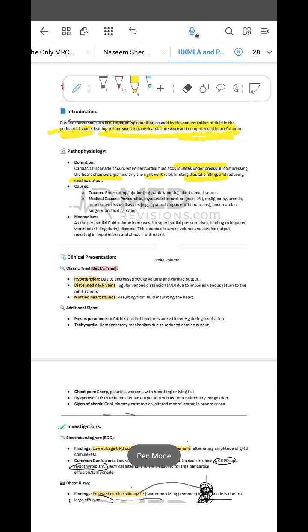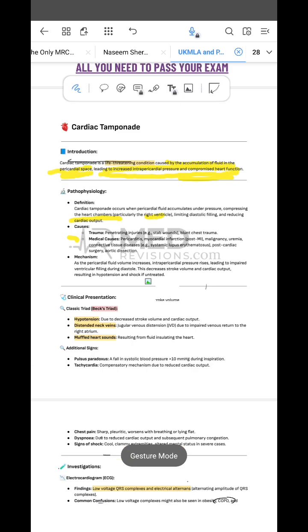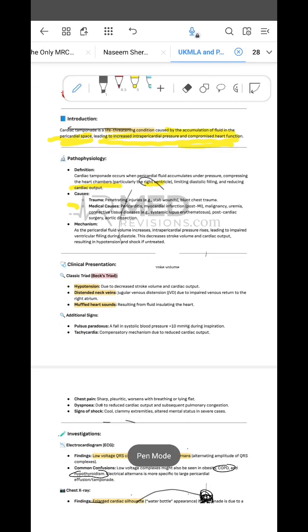So what is the cause? The cause is trauma. Let's assume there is a heart. Any penetrating injury, for example a stab wound, blunt chest trauma, pericarditis, or myocardial infection. What is pericarditis? Pericarditis is inflammation of the pericardial space.